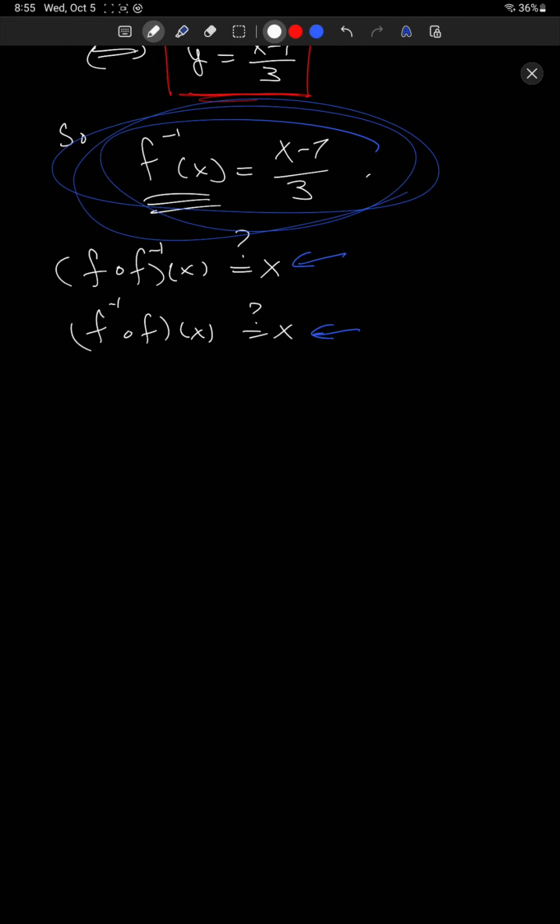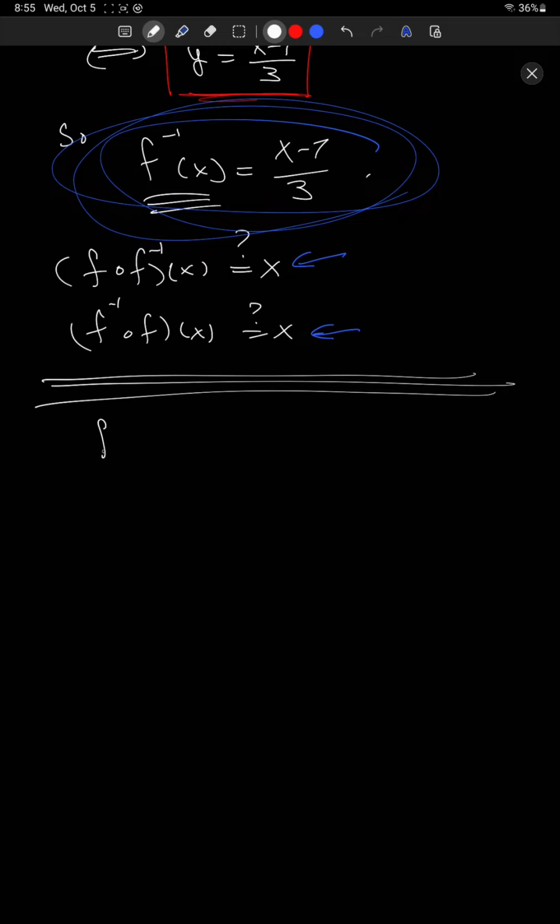Okay, let me do another example. So for example, let's say f of x is equal to x plus 1 over x minus 3. Find the inverse. So what do we do? Our step 1 is to represent this function in terms of x and y. So y equals x plus 1 over x minus 3.